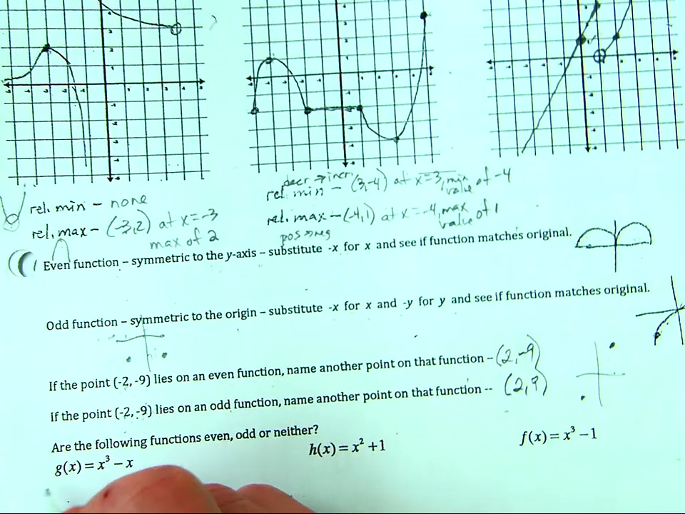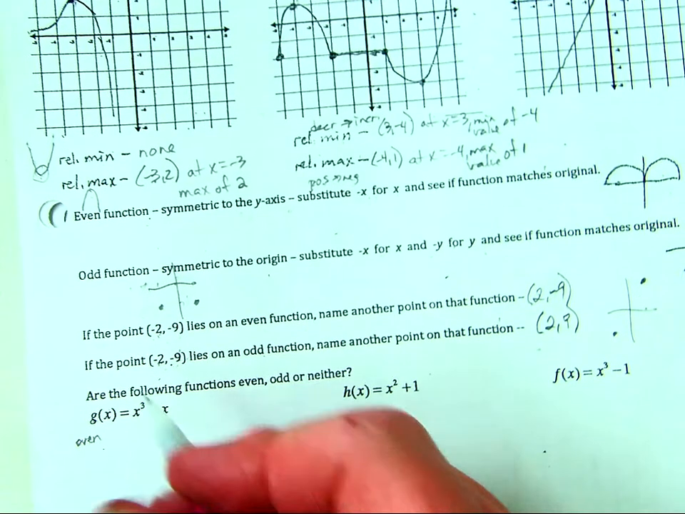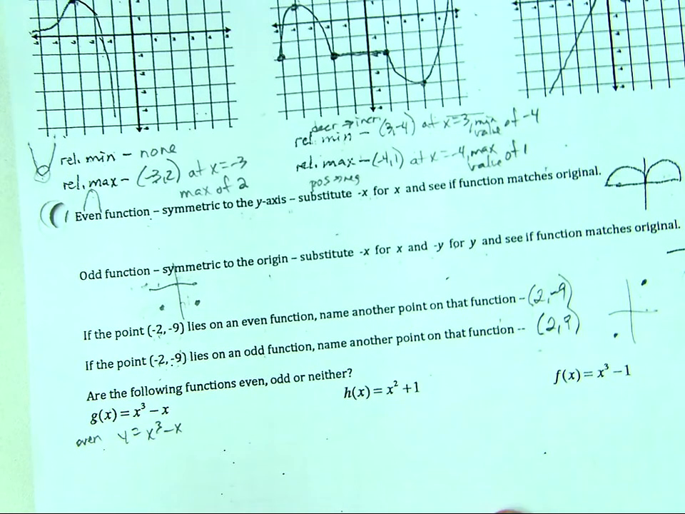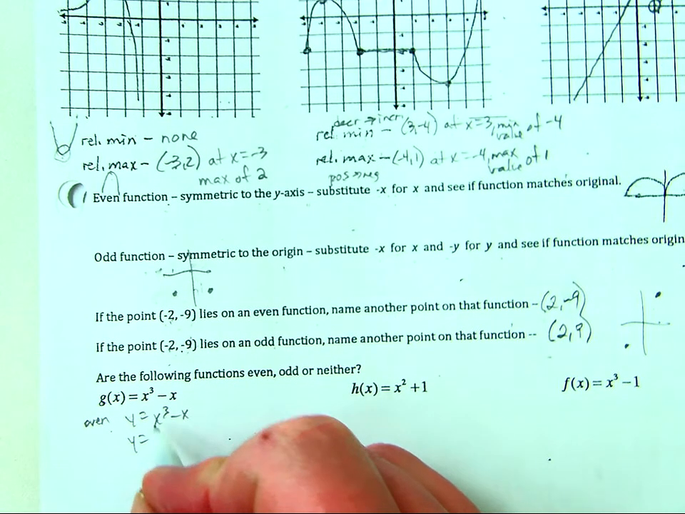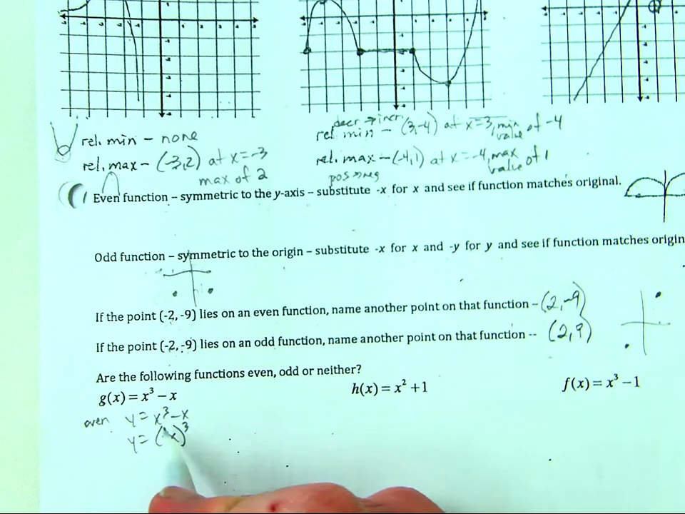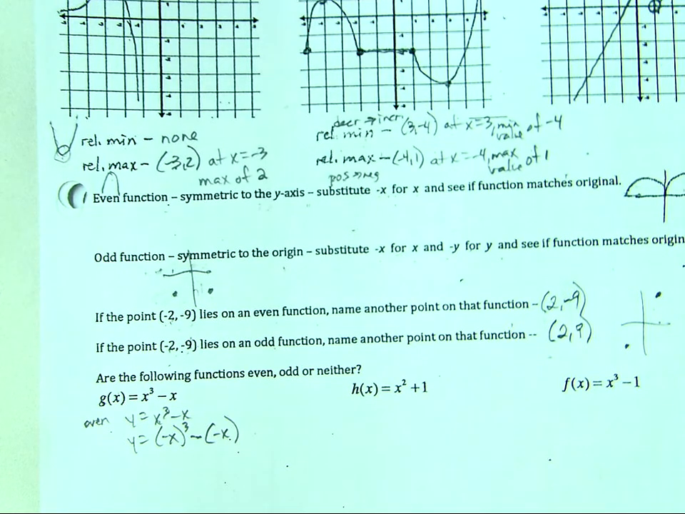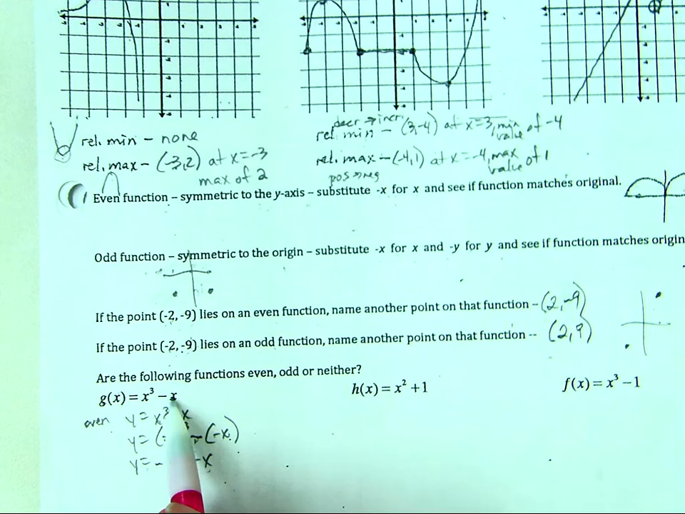Okay. Now to check and see if it's even, odd, or neither, we're going to do what we said up here. Like here, if we want to check and see if it's even, the first thing I do is change this g of x to a y. Now, to see if it's even, we substitute negative x for x. So that's a negative x cubed minus a negative x. Now simplify that. If I take a negative and cube it, it stays negative. And here minus a minus is a plus. Now look at that. Is that the same as what we started with? No, it's not. So this one's not even.